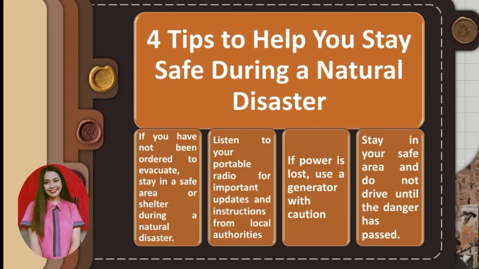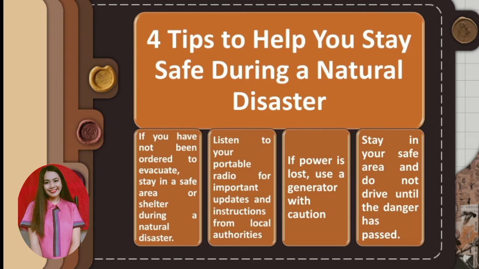First, if you have not been ordered to evacuate, stay in a safe area or shelter during a natural disaster. In your home, a safe area may be a ground floor interior room, closet or bathroom. Be sure you have access to your survival kit in case you are in an emergency event that lasts several days. Second, listen to your portable radio for important updates and instructions from local authorities.